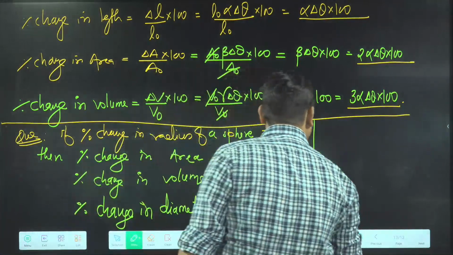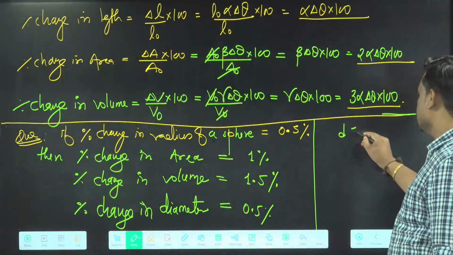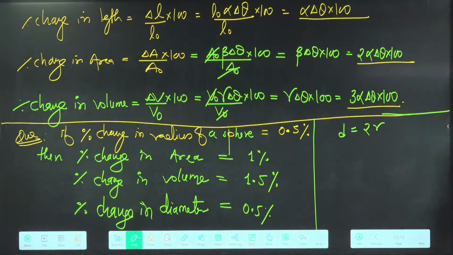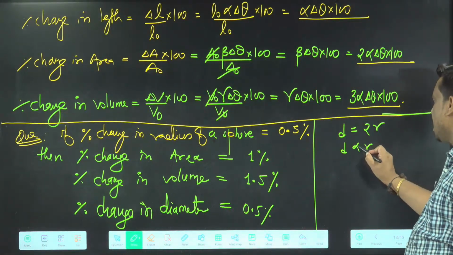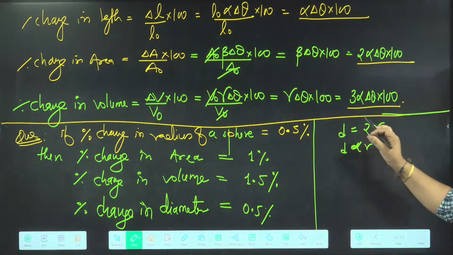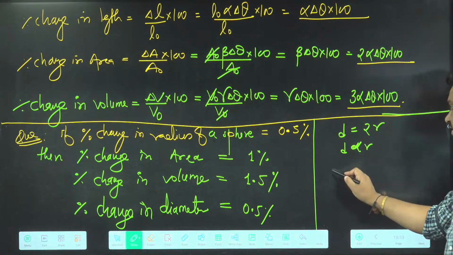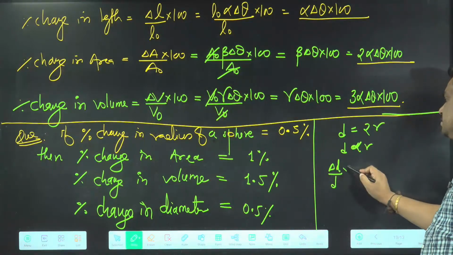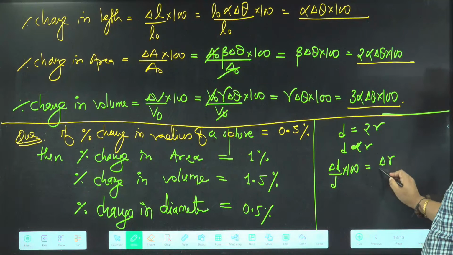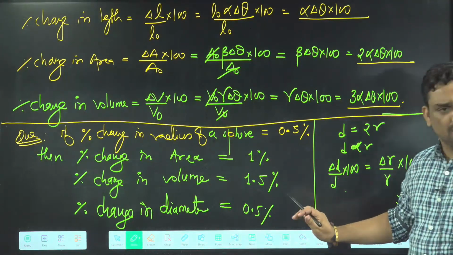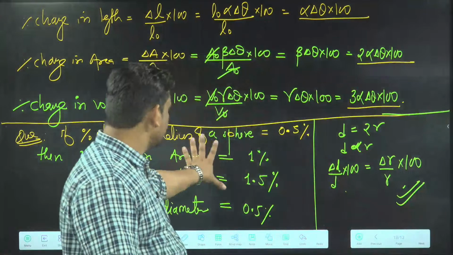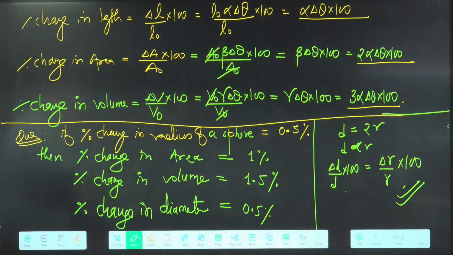Here people make a mistake. They give reasoning like this: D equal to 2R. Diameter is 2 times the radius, and if diameter is 2 times the radius, it should be double. But no, for the percentage we use this method. We always write D proportional to R. Whether 2 times or 10 times or 100 times or a million times, we write D proportional to R. And then we use the change method: delta D by D into 100 equals delta R by R into 100. So the percentage change in the radius is the same as in the diameter. I hope this is clear. Whatever we have written here, any problem in this?